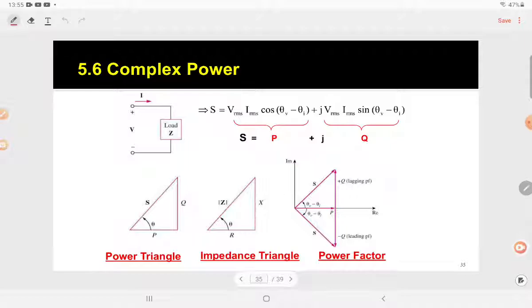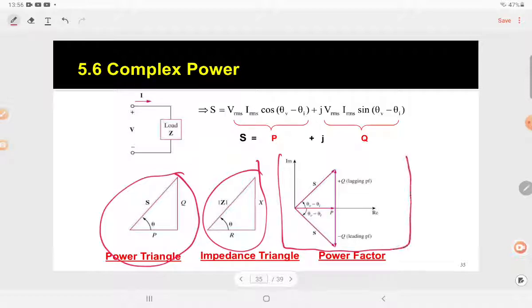And then, the same thing, you can see here, you can represent our complex power in the form of a power triangle. Essentially this is a type of power triangle. You also have an impedance triangle over here, and then power factor. This diagram shows you that when your Q is positive, it is a lagging power factor, and when your Q is negative, it is a leading power factor.